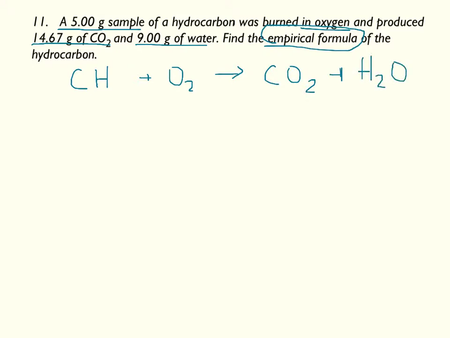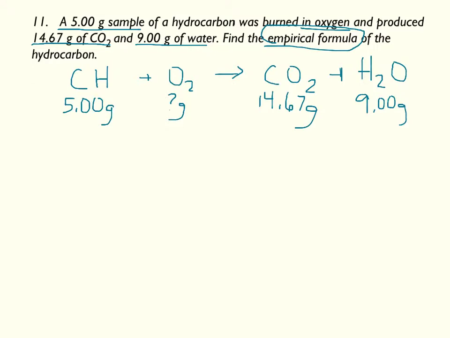So if we started with 5.00 grams of this carbon-hydrogen compound, and it was burned in air, so I have no idea how much oxygen came from the air, I end up with 14.67 grams of CO2 produced and 9.00 grams of water produced. So from that information, I have to figure out how many moles of carbon we started with and how many moles of hydrogen we started with.